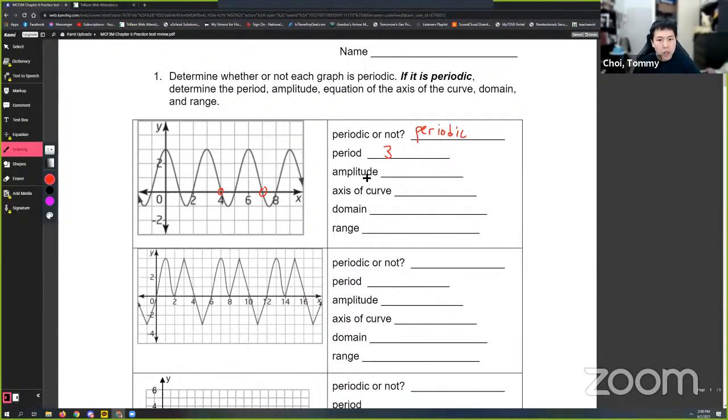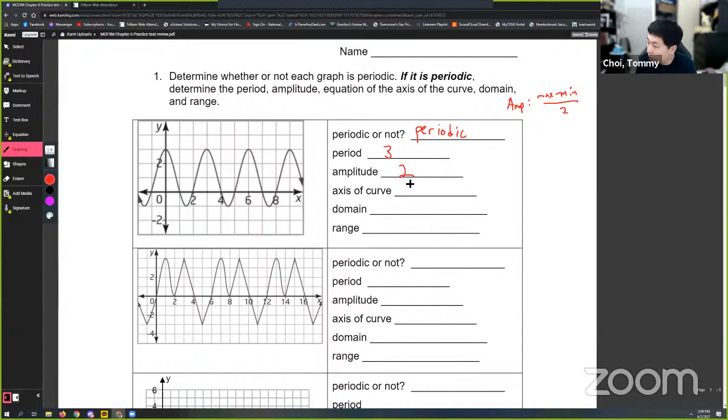Okay? Now the amplitude here. So for the amplitude, we can use the formula. If you remember the formula for the amplitude, I'll write it up here. I will give it to you tomorrow, but it's max minus minimum divided by 2. So for us, the maximum is 3 and the minimum is -1. So 3 minus -1 is going to be 4. 4 divided by 2 is 2. So the amplitude is 2.